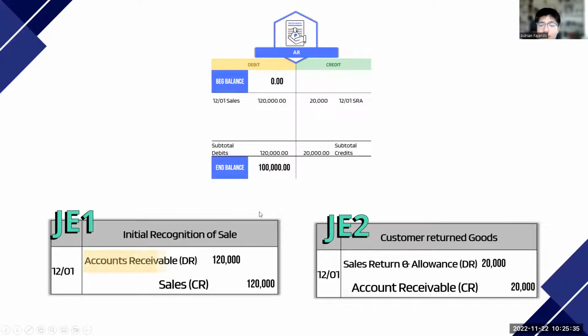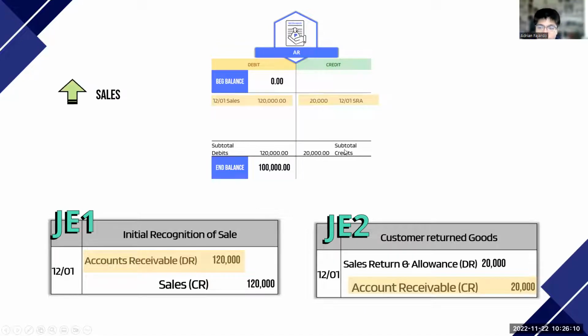So number one, anytime you have a credit sale, it increases your accounts receivable. So it's a debit in your T account. And then every time there's a return, there is a credit AR or bumababa si AR. So if you had a starting balance of 0, it had a plus 120 debit, minus 20 credit, you'll have an ending balance of 100 in terms of your AR.